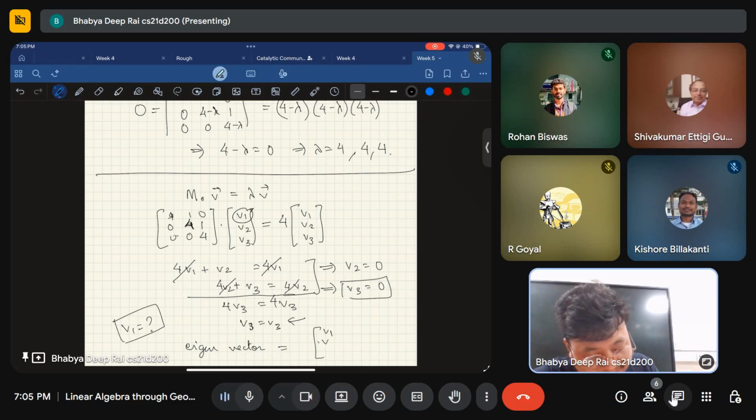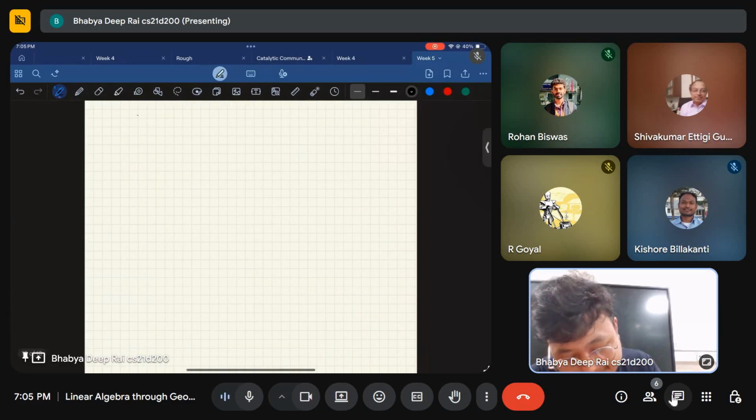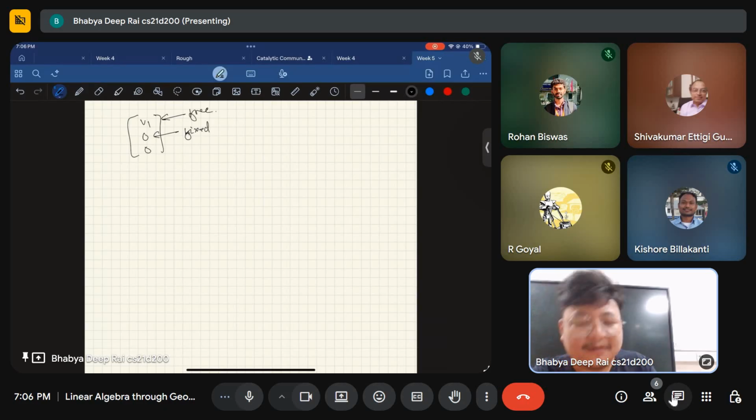v2 is 0, and v3 is 0. We know that. But what does v1, 0, 0 represent? This is fixed, and this is what is called a free variable. So this can be anything. It does not just represent one vector; it represents a family of vectors. v1 can be anything from the reals: 1, 2, 3, 3.5, whatever. It does not matter.